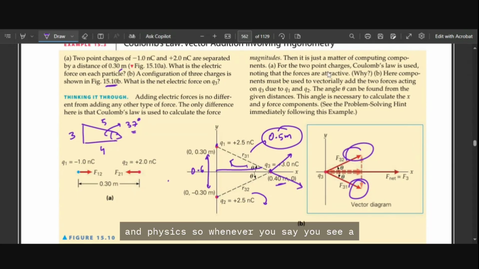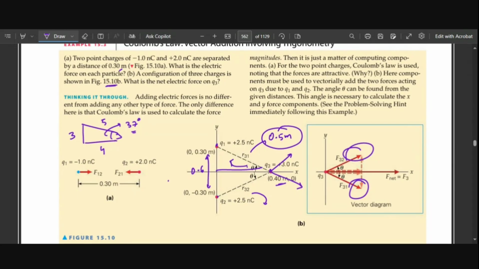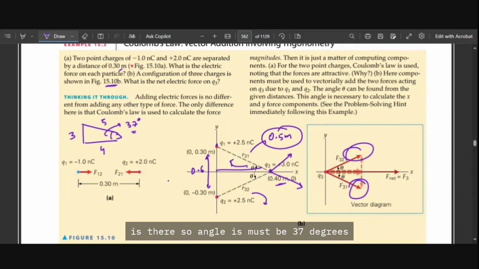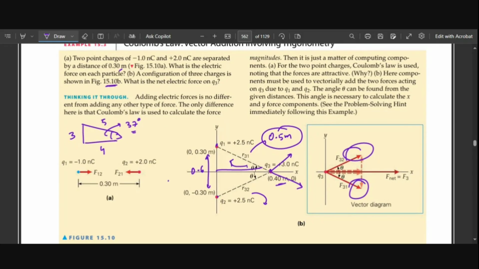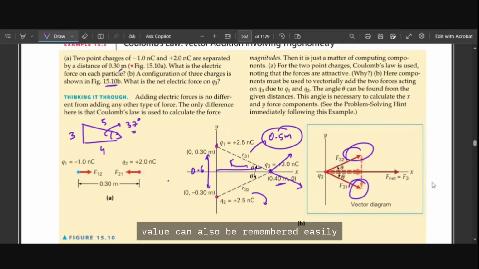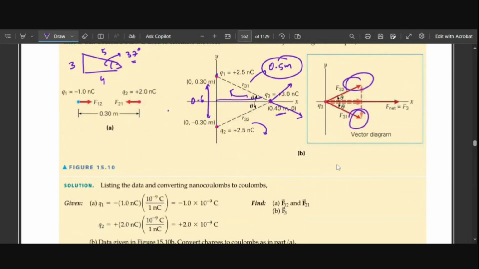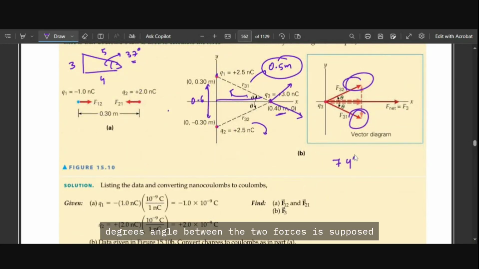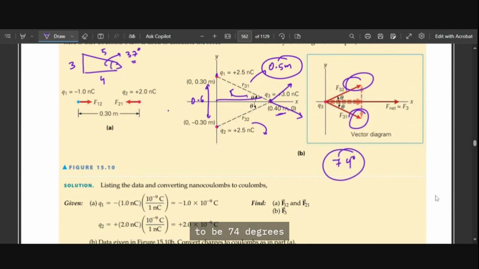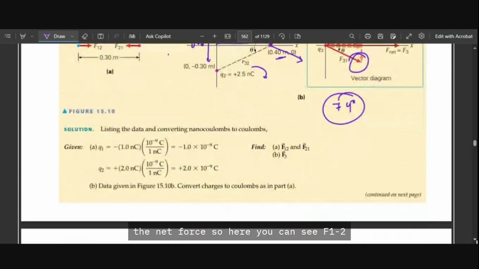This is an important triangle in trigonometry as well as in math and physics. Whenever you see a triangle in which 3, 4, 5 is there, the angle must be 37 degrees, and the 37-degree value can also be remembered easily. So 37 and 37 will ultimately give us what? 74 degrees. So the angle between the two forces is supposed to be 74 degrees. Although you can use a calculator to find the net force.